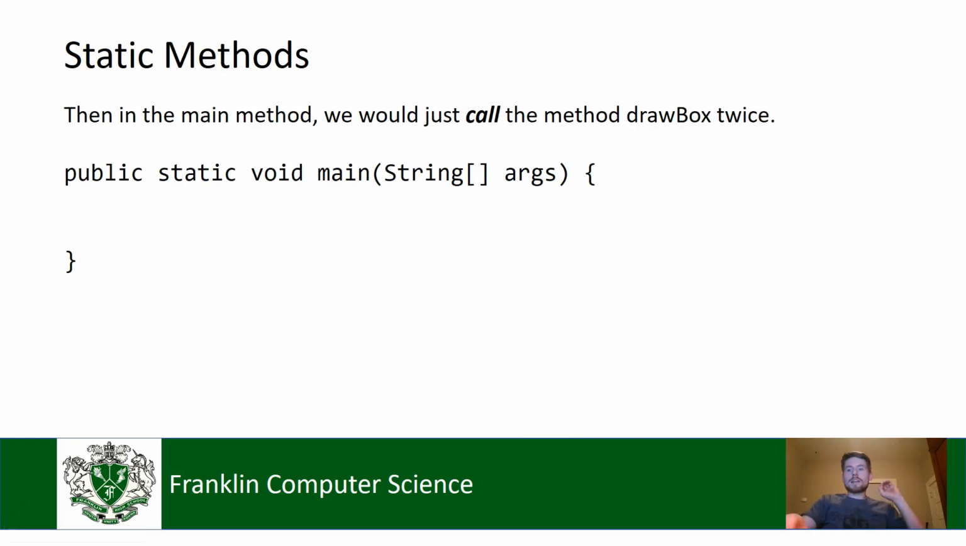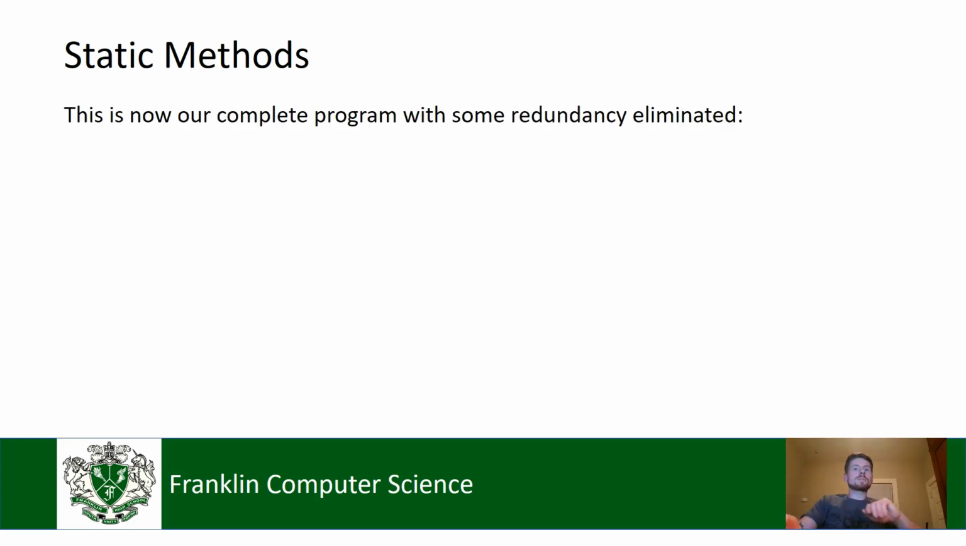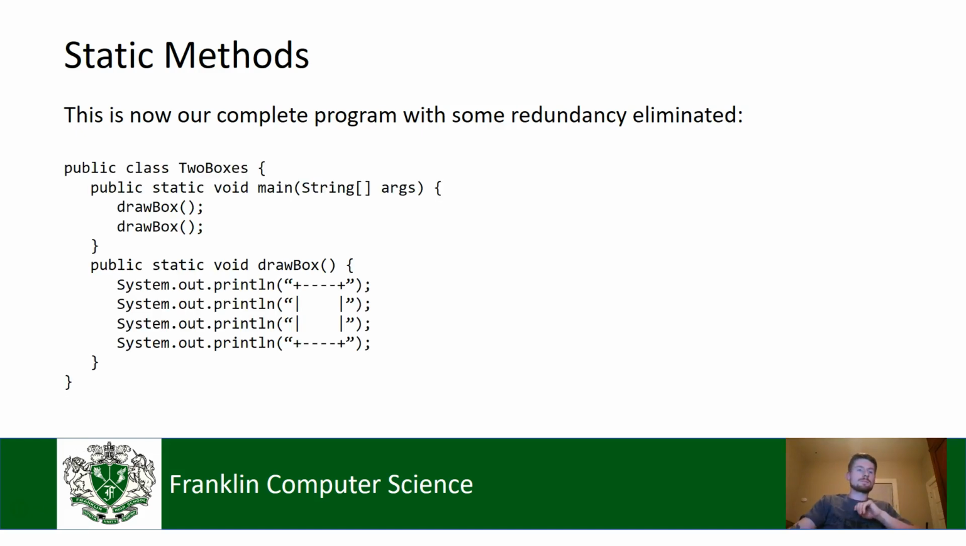Okay, so this is our main method. We stripped everything out of it. We stripped all those system.out.printlns, and now all we do is we put the name of the method we want to use, which is drawBox, with parentheses and a semicolon. So we're just saying, hey, go find drawBox wherever we've created it and just run all the code that's there and do that twice. Okay? So all in total, this is how our program will look with the redundancy eliminated.